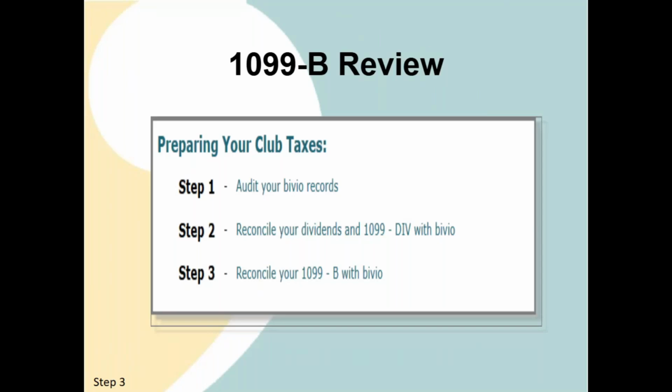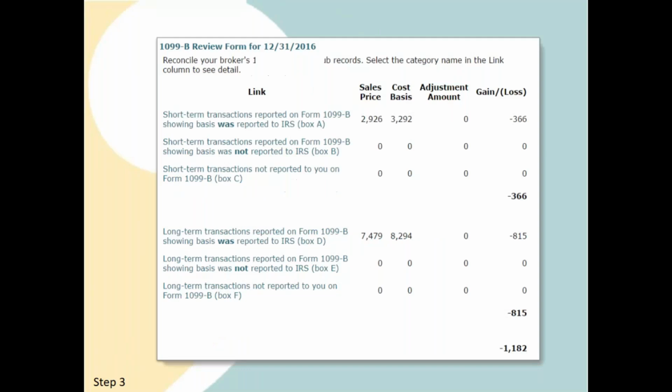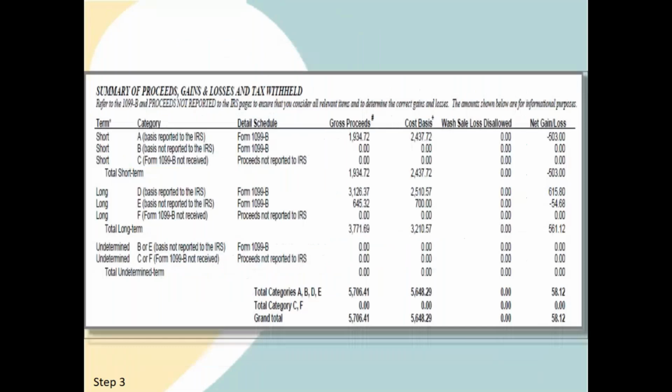Just like dividends, we have a review form that looks similar to what you'll be getting from your broker that will allow you to do this. You can get to it from this link. The form looks like this. It is designed to resemble what your broker will be providing you on your 1099-B, which will look something like this.